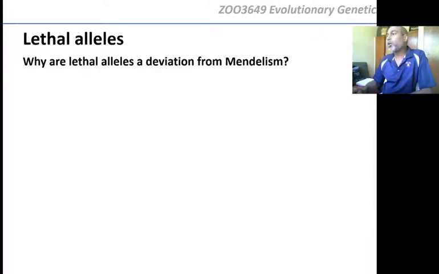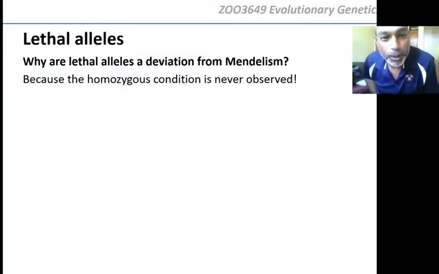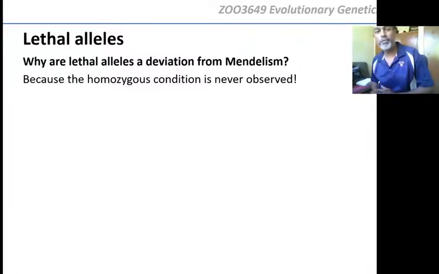So why do we call lethal alleles a deviation from Mendelism? That's obvious, right? Because you don't have a homozygote recessive. Remember, what is the Mendelian ratio when you do a monohybrid crossing of heterozygotes with each other? You will get 3 of the dominant phenotype: big P big P, big P small p, big P small p, 3 of them. And then you will have 1 small p small p, that's going to be the recessive homozygote.